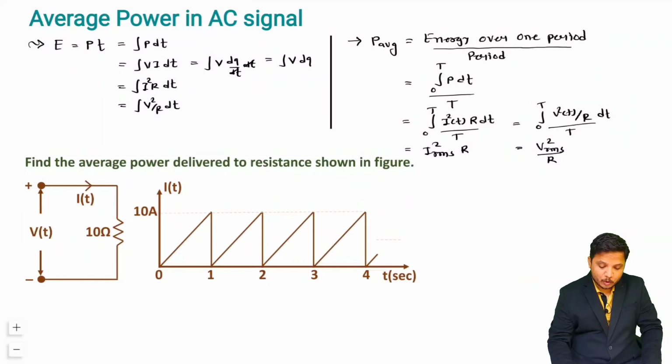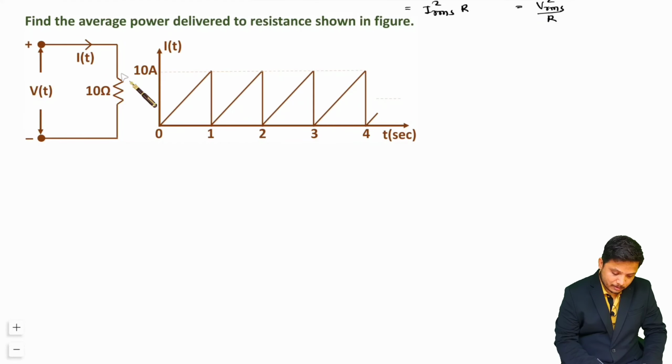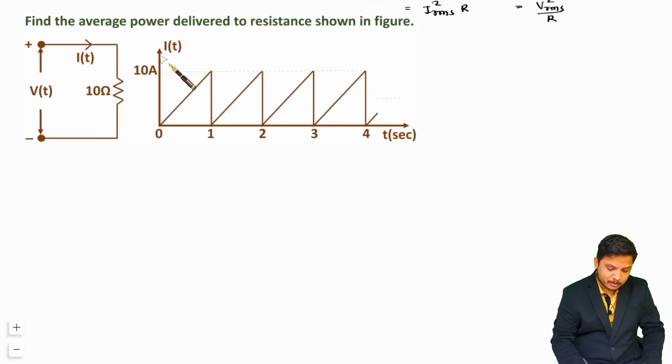Now I'll explain how to apply these formulas. For that, let us take the first interesting question. Here we have a very simple circuit in which voltage V of t is connected with a 10 ohm resistor, and current I of t is flowing. The waveform is given for current I of t, which varies with respect to time.